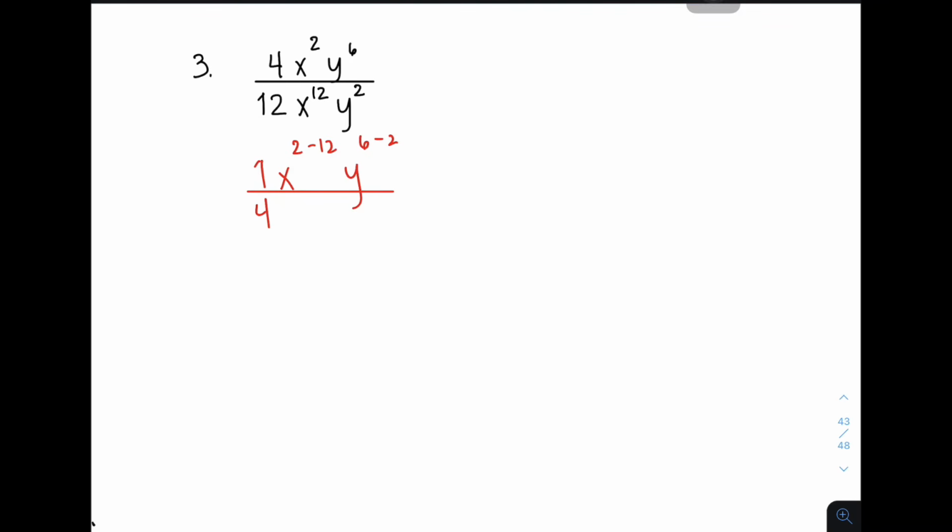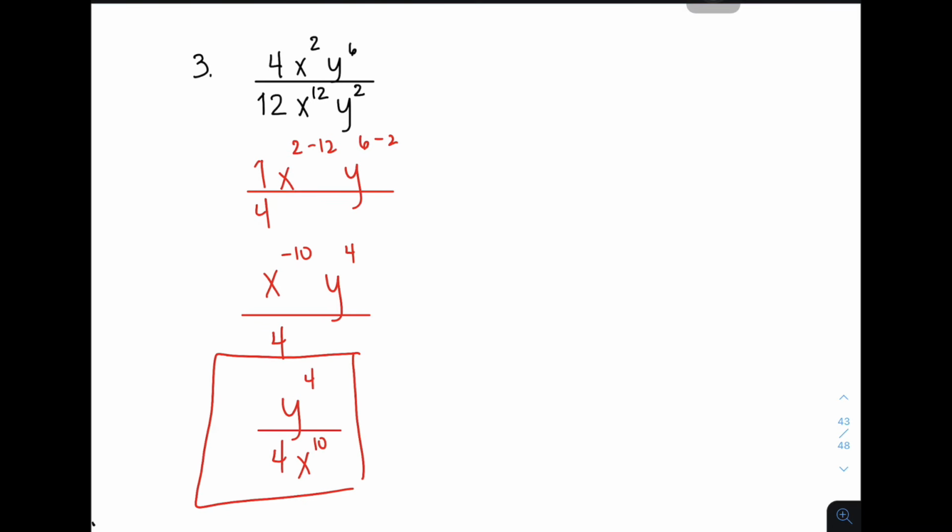Simplify them. It will give you x raised to negative 10, y raised to 4 over 4. As you can see, this is negative. We need to change the position of your variable x to make the exponent positive. So the final answer here is y raised to 4 over 4x raised to 10. This is the final answer for item number 3.